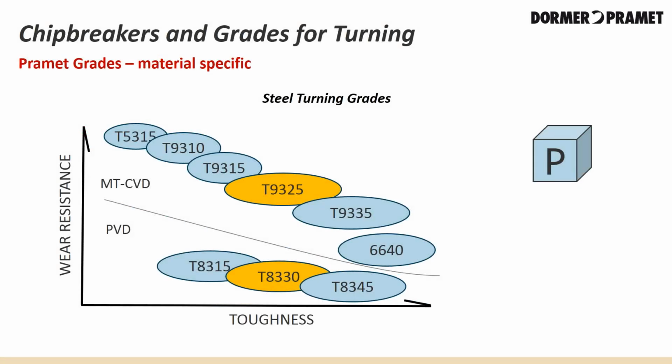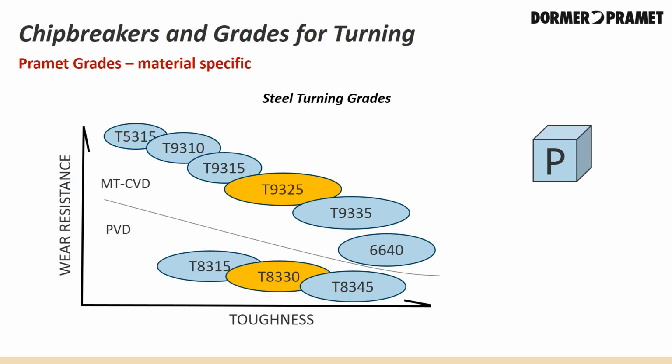So when looking at steel grades or the ISO-P application area, we can look at the chart above. The CVD coated grade of T9325 would be the first choice for turning of P group materials. It falls to some extent in the mid-range of toughness and wear resistance. In a PVD coated grade, the T8330 is the most versatile of the T8300 series. Being a tougher grade helps in areas of less stable machining.